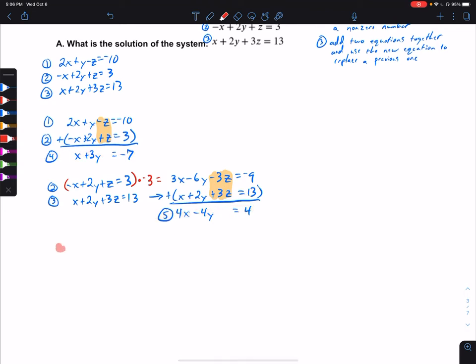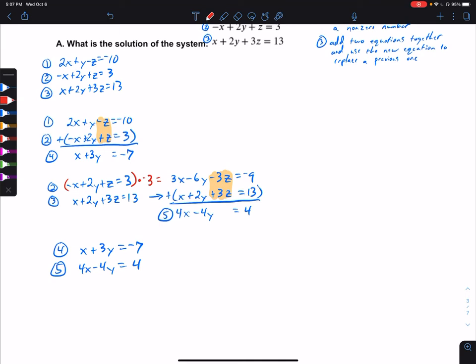So I'm going to take equation 4 and equation 5. Equation 4 is x plus 3y equals -7, and equation 5 is 4x minus 4y equals 4. And once again, I'm going to try and eliminate a variable. Doesn't matter if it's x, doesn't matter if it's y, you just want to eliminate something. So let's pick the x's. All right, we're going to get rid of our x's.